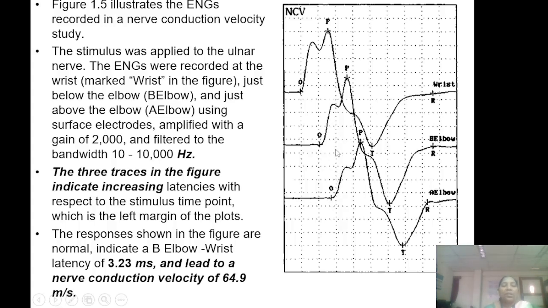And if you see the nerve conduction velocity, from below the elbow to the wrist, it is 64.9 meter per second. And here they will be placing the surface electrodes over the wrist, below elbow, or above elbow to record this ENG signal. The amplifier is amplified with a gain of 2000, and the frequency range which is used is 10 to 10,000 hertz.